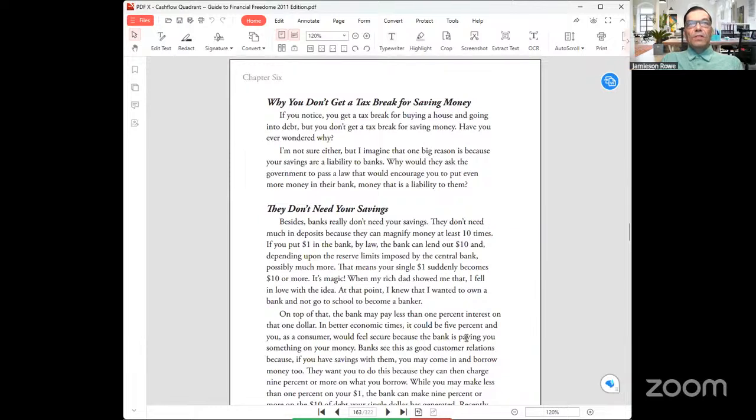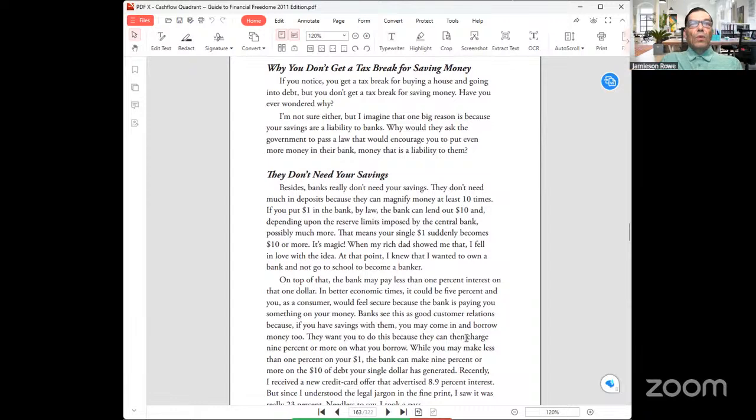They don't need your savings. Besides, banks really don't need your savings. They don't need much in deposits because they can magnify money at least 10 times. If I put $1 into the bank, by law, the banks can lend out $10, and depending upon the reserve limits imposed by the central bank, possibly much more. That means that your single $1 suddenly becomes $10 or more. It's magic. They just make money out of thin air.